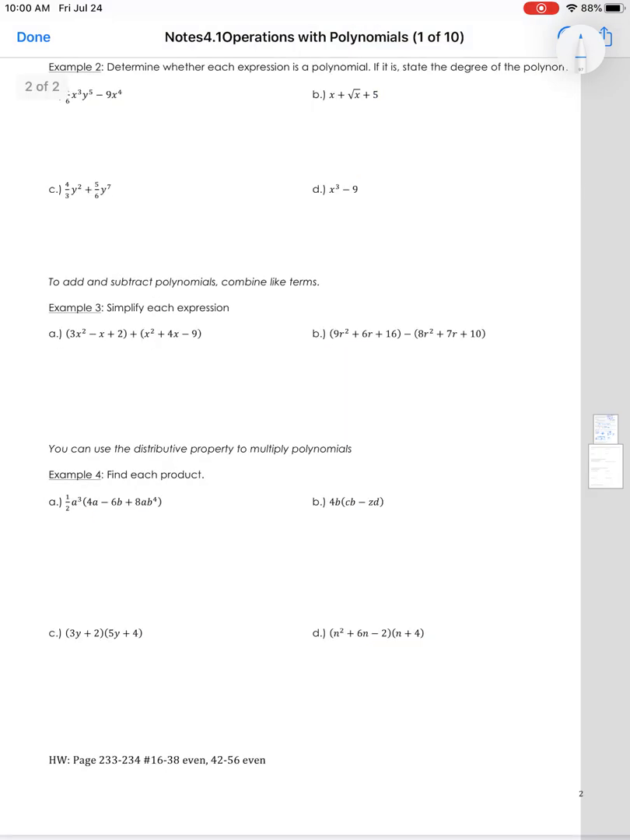Now with a polynomial, that's the sum and or difference of more than one monomial put together. So this is where the adding and subtracting comes in.